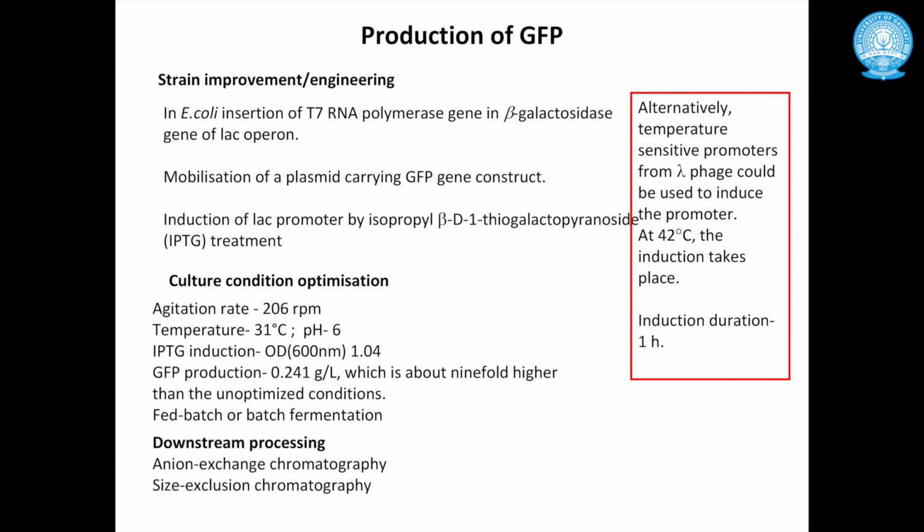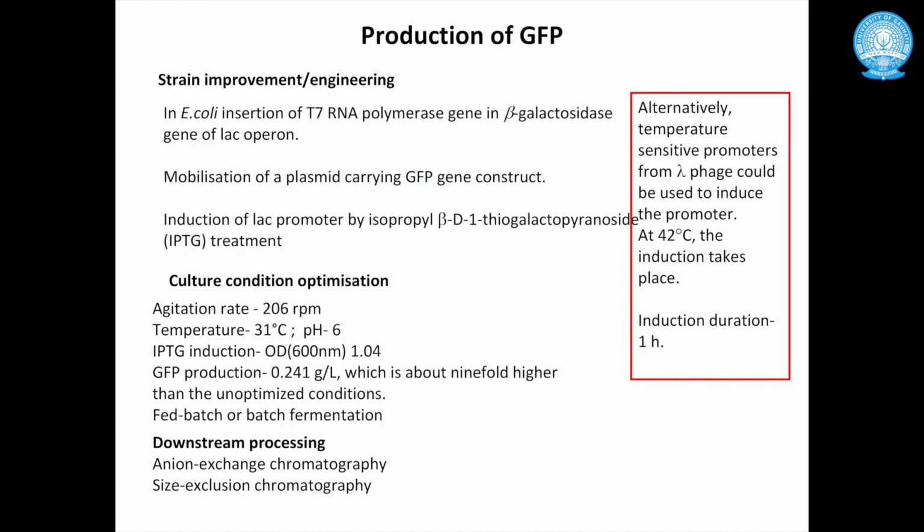When there is increased RNA, it is actually required to increase the expression of lac operon, particularly beta galactosidase gene. But in place of beta galactosidase gene, there is T7 RNA polymerase. So when we use IPTG induction method, there will be increased expression of T7 RNA polymerase, and this in turn will lead to expression of GFP protein. So this is the biotechnological strategy we will use for strain improvement for the production of green fluorescent protein.